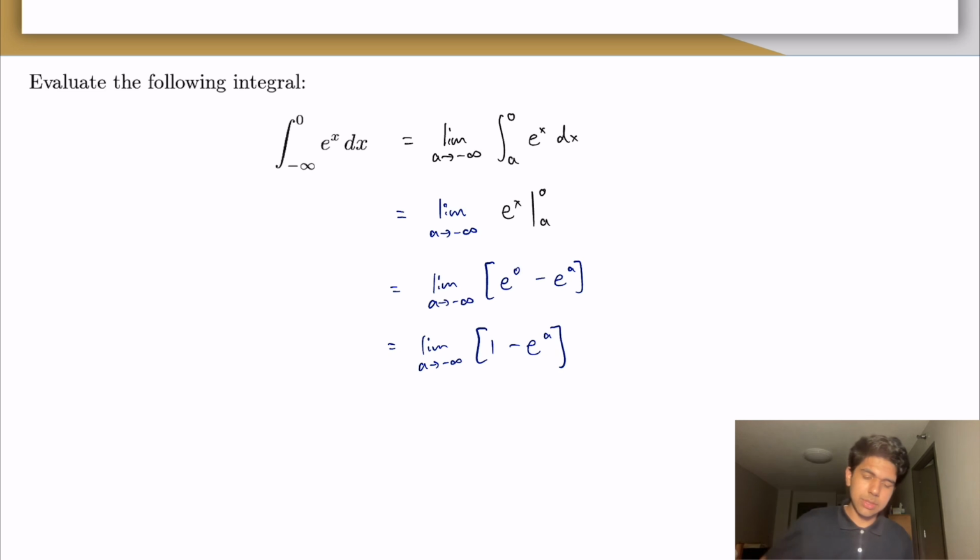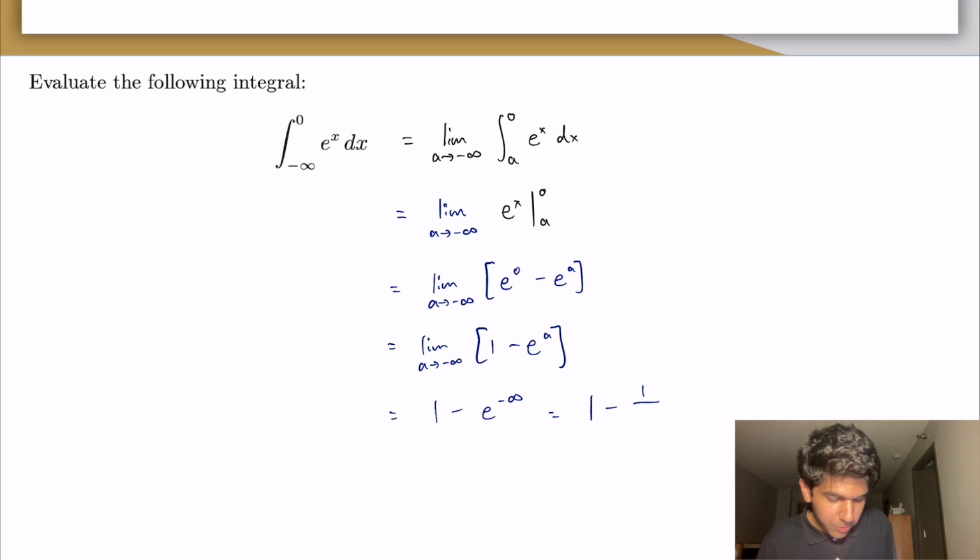And now we can consider the limit. So suppose we plug in negative infinity for a, we get 1 minus e to the negative infinity, which is equal to 1 minus 1 over e to the infinity. We have 1 over a massive denominator, so that second term is going to be equal to 0. So this equals 1 minus 0, which is equal to 1.